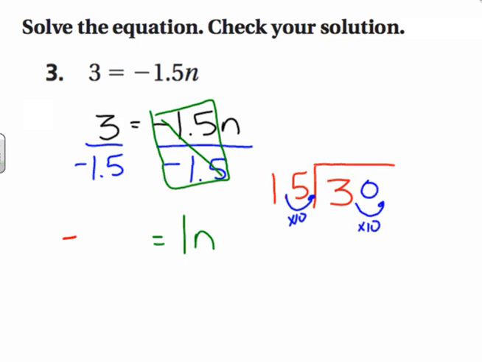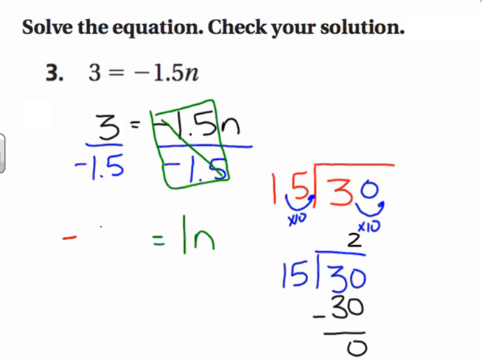So 3 divided by 1.5 is the same math problem as 30 divided by 15, or at least they have the same answer. 15 goes into 30 twice with none left over. So I get the answer of -2 is equal to 1n.